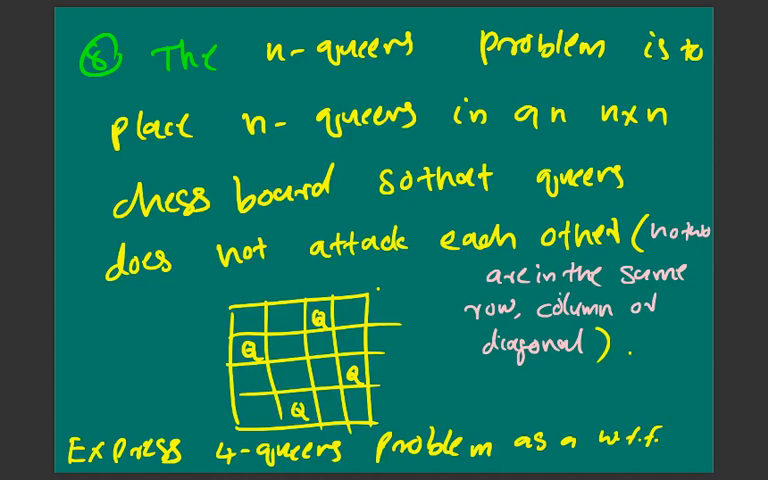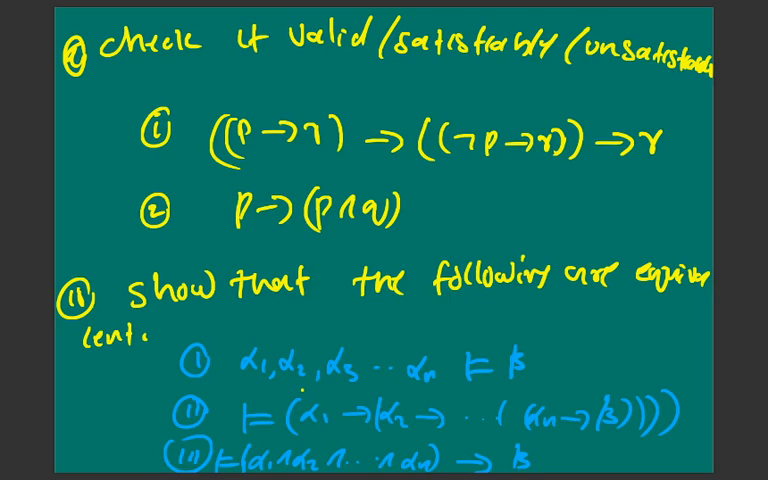So I want you to express the four queens problem as a well-formed formula, right? That queens are sitting on this 4 by 4 board without attacking each other, right? Four of them are there without attacking each other. So that defines the four queens problem. So I want you to try to find a well-formed formula for this. Then the ninth question is to check whether the given formula is valid or satisfiable or unsatisfiable. Right? So here I have written down two of them. You can try to look at more, write down something and then see what happens in that case.